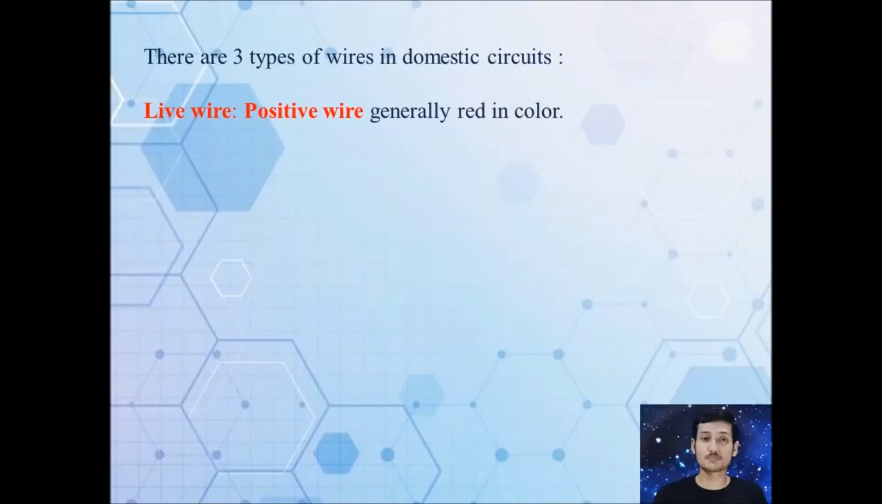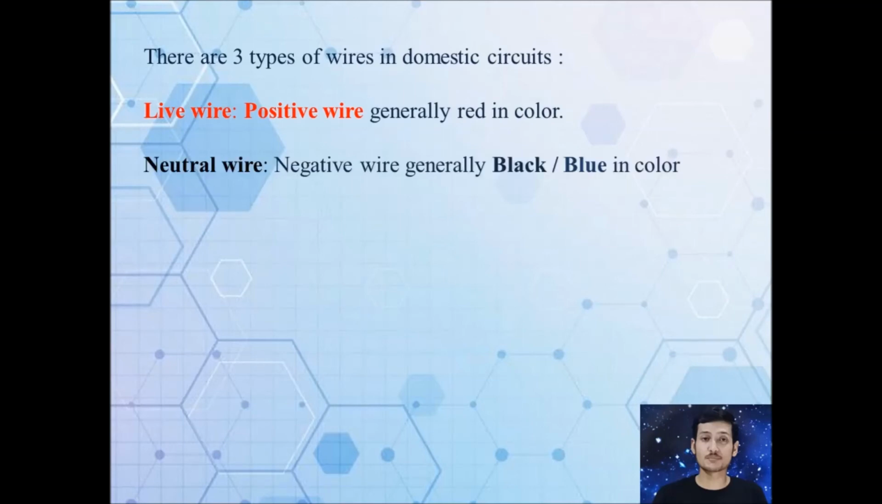Second wire is the neutral wire, which is generally black or blue in color, and the current goes back to the original place from where it's coming through the neutral wire. So basically neutral wire completes your circuit.